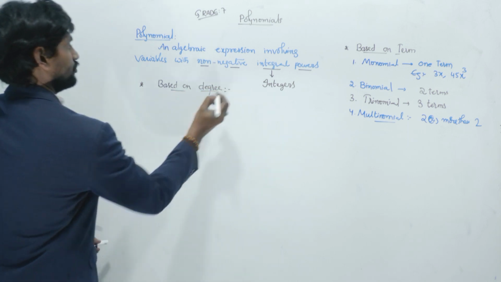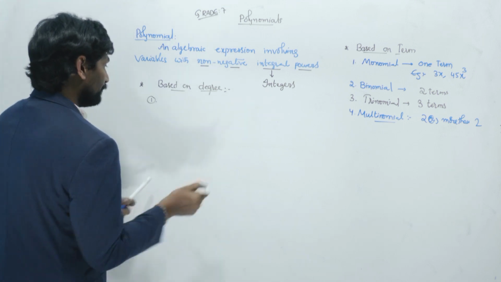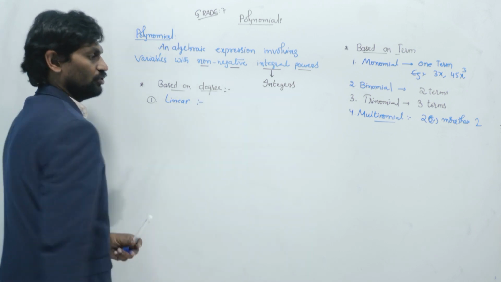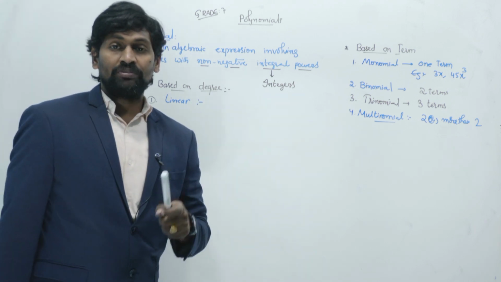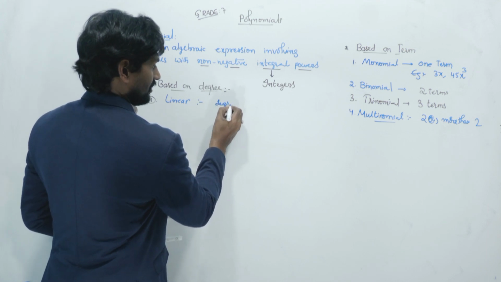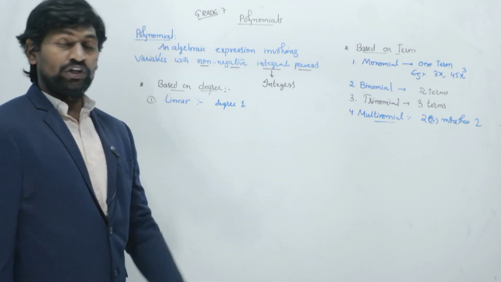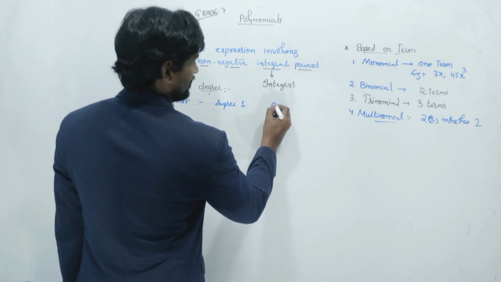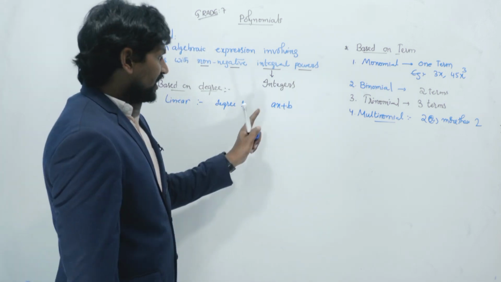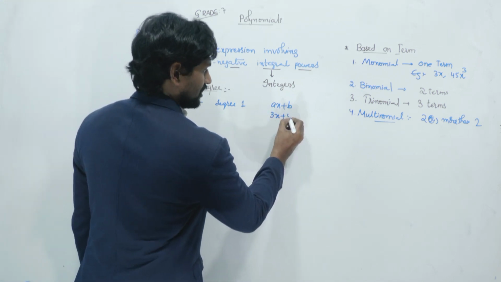Based on degree, the first one is linear polynomial. That means a polynomial whose degree is 1. Degree 1 polynomial is called linear polynomial and its general form is ax plus b, where x is a variable, a and b are constants. For example, you can write 3x plus 5.